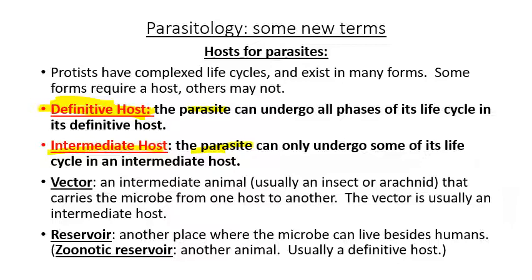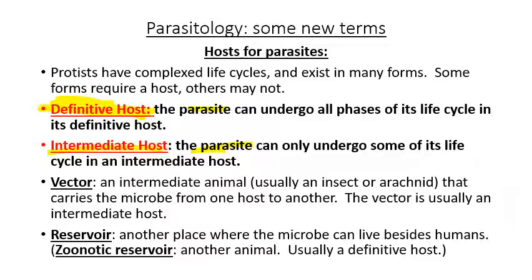Okay, so inside the mosquito is actually the definitive host for malaria. So within the mosquito, the Plasmodium vivax is able to reproduce sexually and produce new offspring that are genetically slightly different than either of the parents.